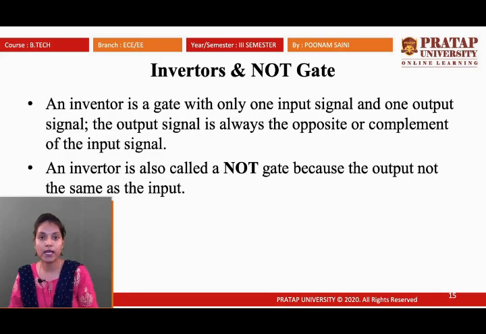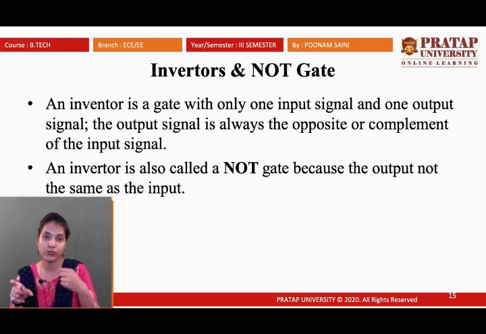So inverters and NOT gate. An inverter is a gate with only one input signal and one output signal. The output signal is always the opposite or complement of the input signal. The inverter has only one input and that one input is converted into one output. That means if X is an input, the output is X bar. If A is an input, the output is A bar. Bar means the complement, the inverter.